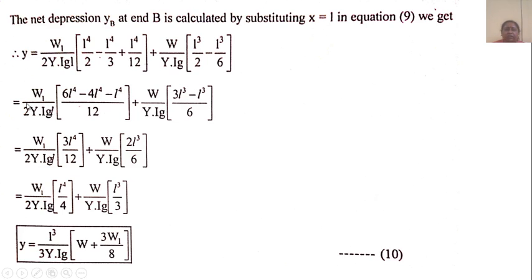So here y equal to W1 upon 2 Y into Ig into 6 L raised to 4 minus 4 L raised to 4 minus L raised to 4 upon 12, plus W upon Y into Ig into 3L cube minus L cube upon 6. Therefore, y equal to, after simplification, we get L cube upon 3 into Y into Ig into W plus 3 into W1 upon 8. Thank you.